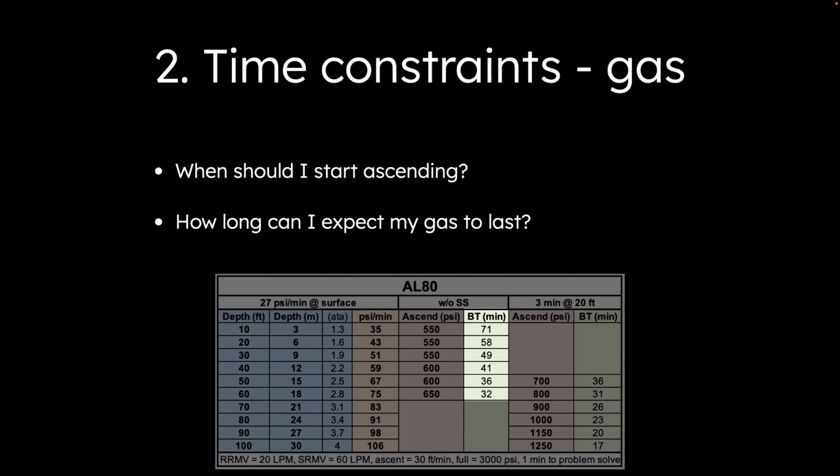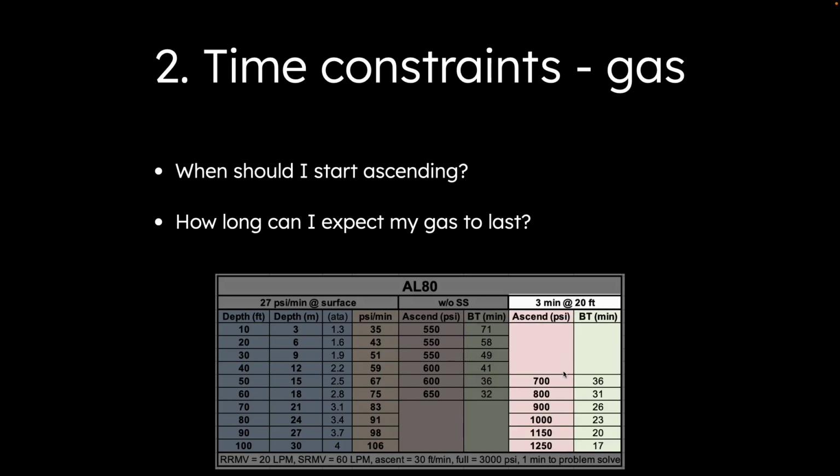The next column here is bottom time. So this is how long you can expect for your gas to last from a full cylinder down to that ascent pressure. So if I've got to dive to 30 feet, then I can plan on a 49-minute dive until I reach 550 psi. That's just the gas management side of it.